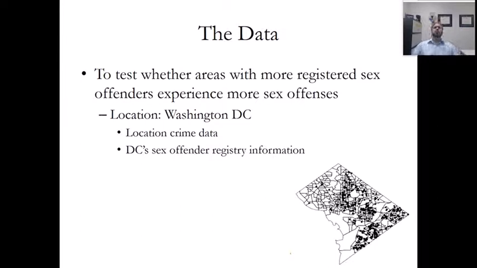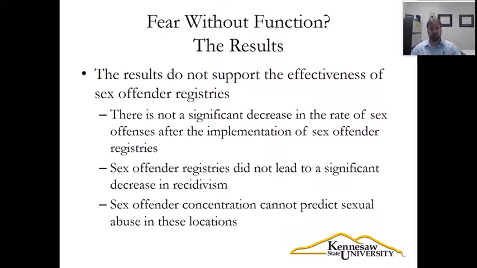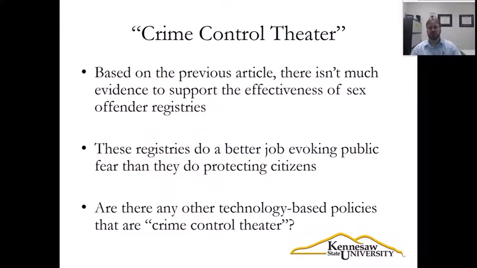So to test whether areas with more sex offenders experience more sex offenses, they looked at Washington, D.C. So it's location crime data and D.C. sex offender registry information to do this. The results do not support the effectiveness of sex offender registries. There's not a significant decrease in the rate of sex offenses after the implementation of the registry. Sex offender registries do not lead to a significant decrease in recidivism either. So the sex offender concentration cannot predict sexual abuse in these locations. Largely, this is rather unsupportive of sex offender registries reducing sex offenses and recidivism.